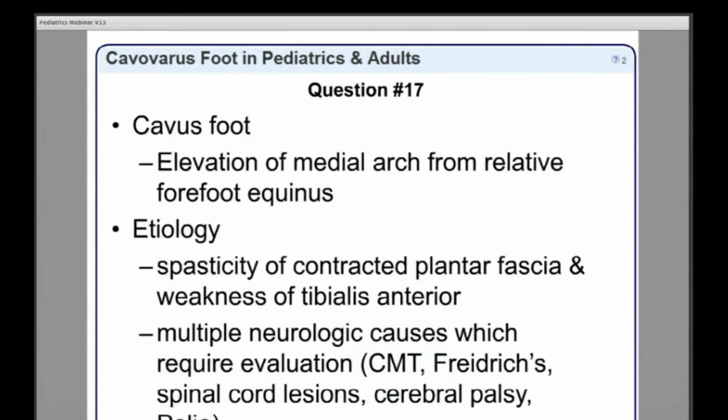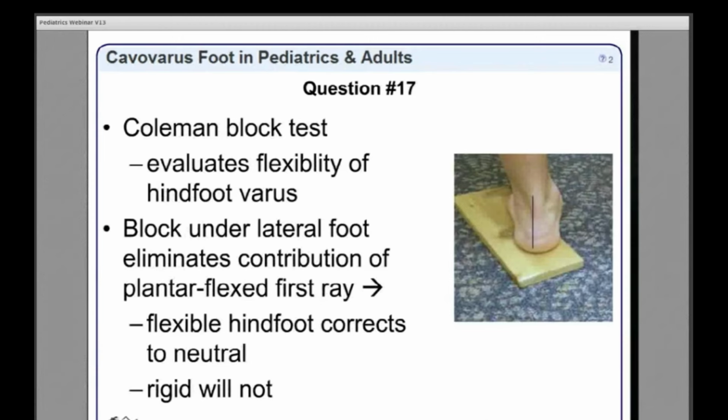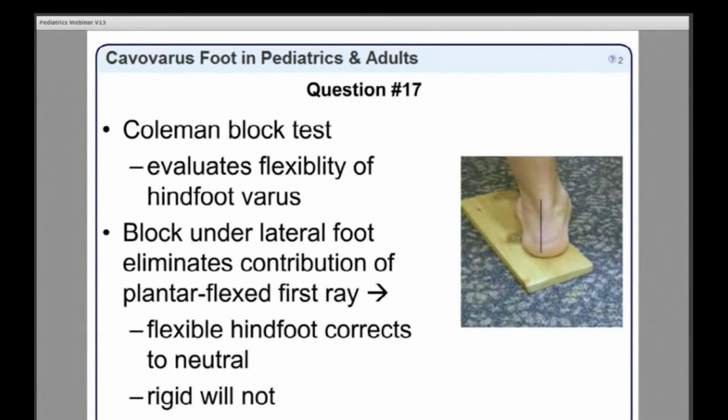A cavus foot is an elevation of the medial arch from relative forefoot equinus. It is caused by spasticity of the contracted plantar fascia and weakness of the tibialis anterior. There are multiple neurologic causes which require further evaluation, and these include Charcot-Marie-Tooth, Friedreich's ataxia, spinal cord lesions, cerebral palsy, and polio. The Coleman block test evaluates the flexibility of hindfoot varus.